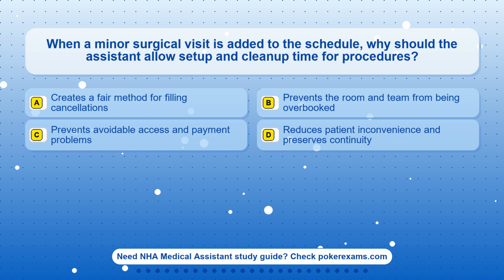Question 1. When a minor surgical visit is added to the schedule, why should the assistant allow setup and cleanup time for procedures? Option A. Creates a fair method for filling cancellations. Option B. Prevents the room and team from being overbooked. Option C. Prevents avoidable access and payment problems. Option D. Reduces patient inconvenience and preserves continuity.